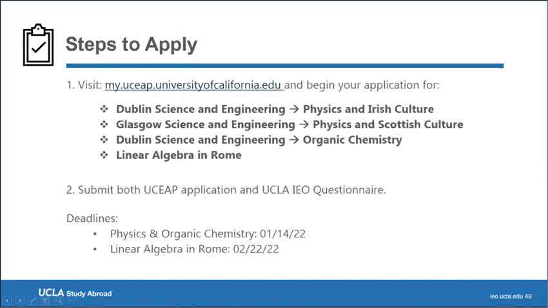To create your application, you visit my.uceap.universityofcalifornia.edu and begin your application. On screen in bold, I have the official name of these programs. So if you're interested in physics in Dublin, the official program name is Dublin Science and Engineering, and we're under the Physics and Irish Culture track. You'll have a couple of tracks to choose from. For physics, it's Physics and Irish Culture. We have our Glasgow Science and Engineering, Physics and Scottish Culture. For Glasgow, you'll notice there are two tracks, Physics for Life Science and Physics for Engineers. Depending on the track you're interested in, you would apply to either.